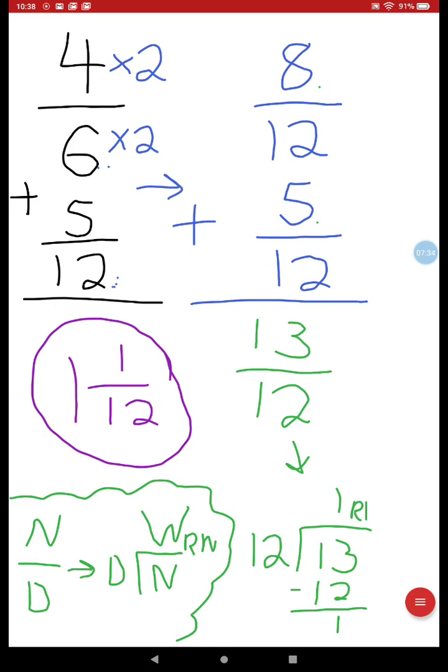All right, put that into practice on toucan fraction number 12.